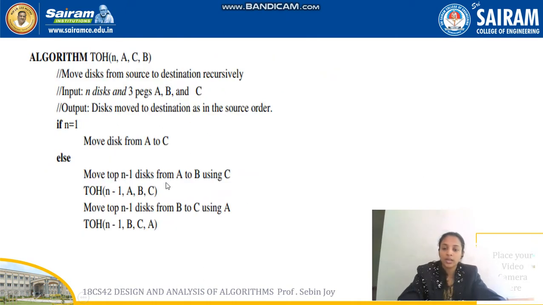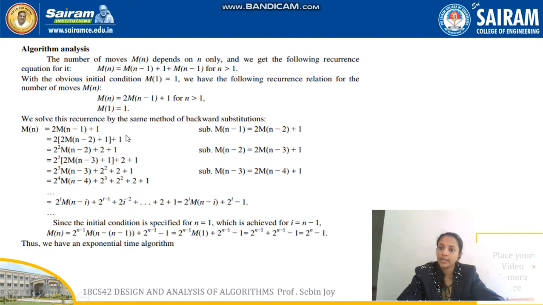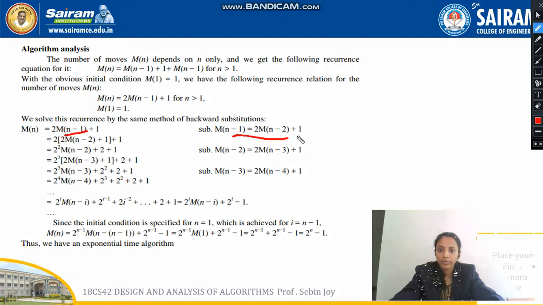Now if you have only one disk, how many disks do you have to move? Only one disk. So you got M of 1 is equal to 1. Now, in the same backward substitution method, you have to substitute here. As we know, M of n minus 1 is what? 2M of n minus 2 plus 1. This one will be substituted here, and when you substitute this one, you will get 2 square M of n minus 2 plus 2 plus 1.